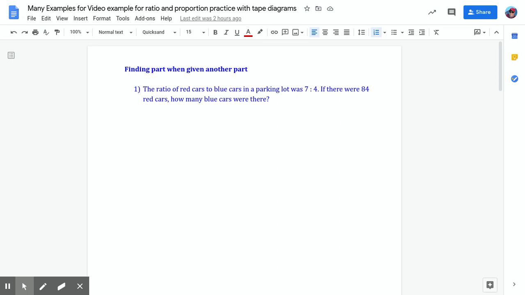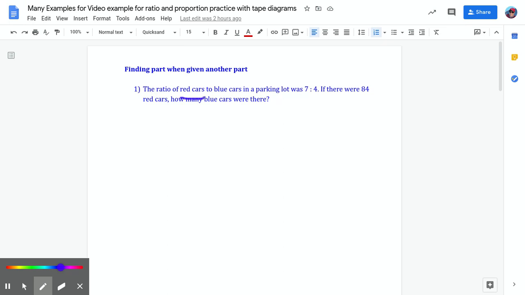So the example we're looking at now, let's pick a color. I'll go with a bluish one, and it matches what I typed there. Finding a part when given another part. The ratio of red cars to blue cars in a parking lot was 7 to 4. If there were 84 red cars, how many blue cars were there?